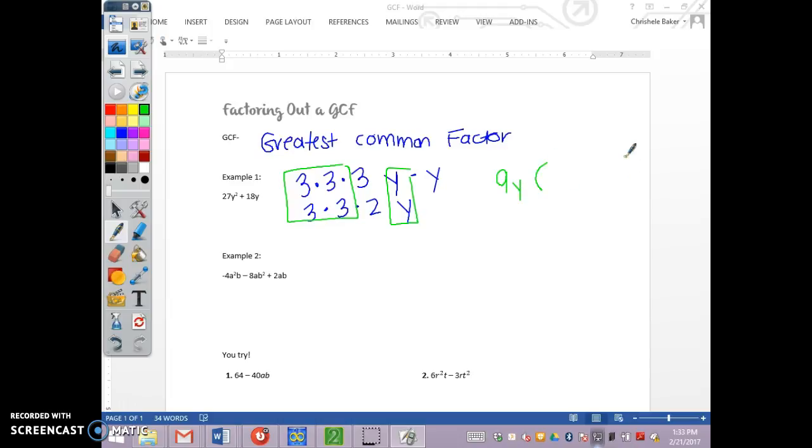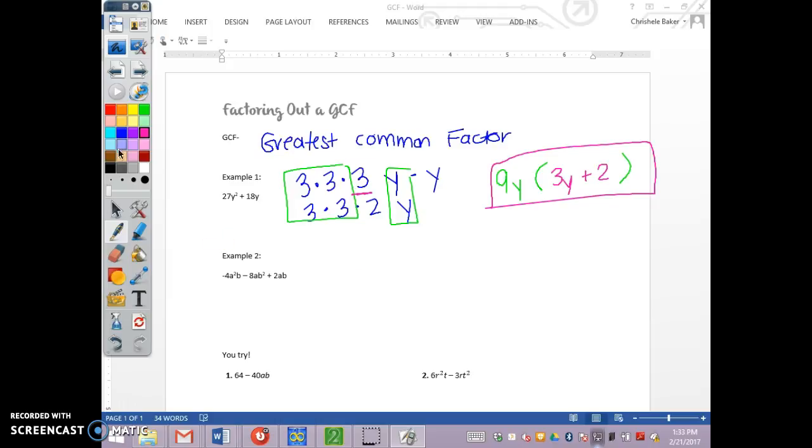Now I have to think about division. If I take 9y out of 27y squared, what's left? What's 27 divided by 9? 3. What's y squared divided by y? Y. What's left down here? Well, I took out the y, so only a 2.